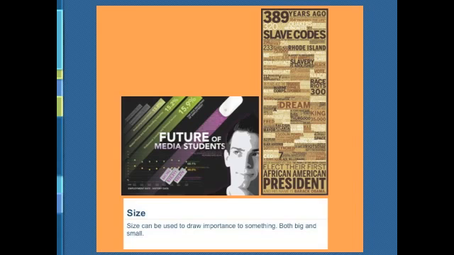Take a look at the other image now. And take a second and see if we can look at, again, what's the importance of the big elements versus the small elements.